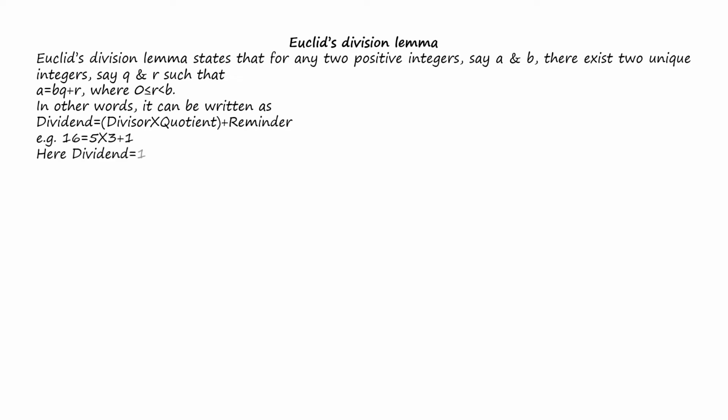For example, 16 equals 5 times 3 plus 1. Here the dividend is 16, the divisor is 5, the quotient is 3, and the remainder is 1.